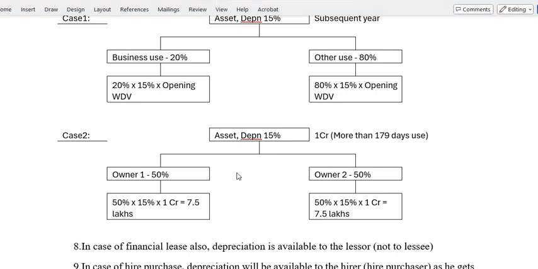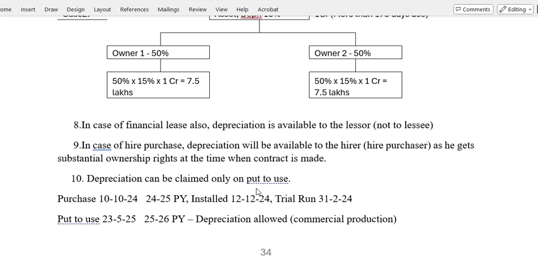The other user, using 80%, will get an 80% share. For example, one asset is there, depreciation 15%, of 1 crore, used for more than 179 days. Then owner 1 and owner 2 have a 50% share each. Owner 1 will get 50% of 15%, that is 7.5 lakhs. The other person will get 7.5 lakhs. This is how it is divided.